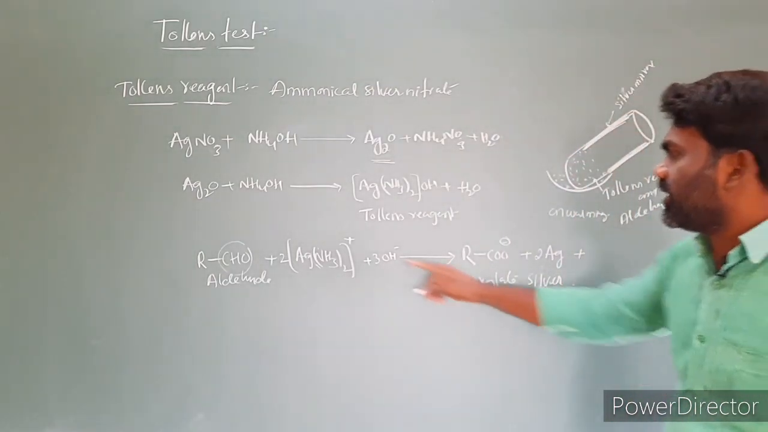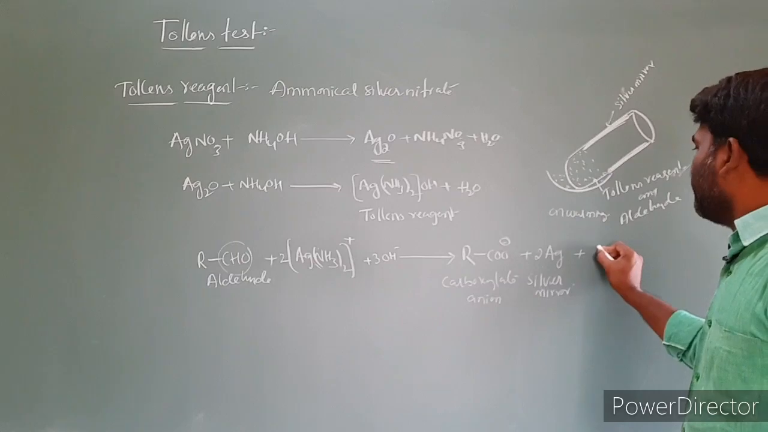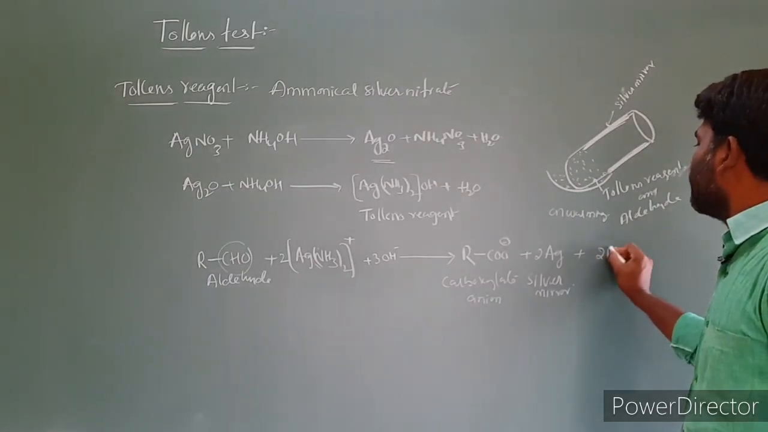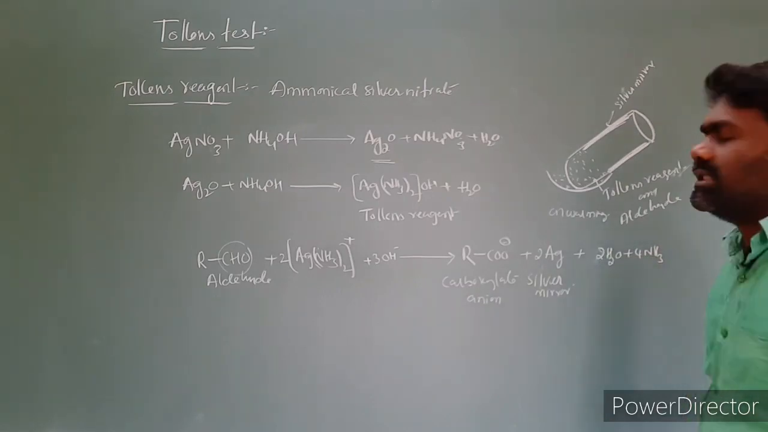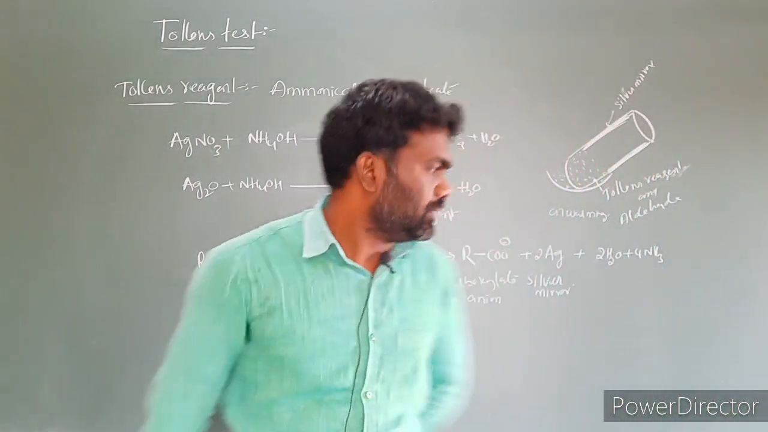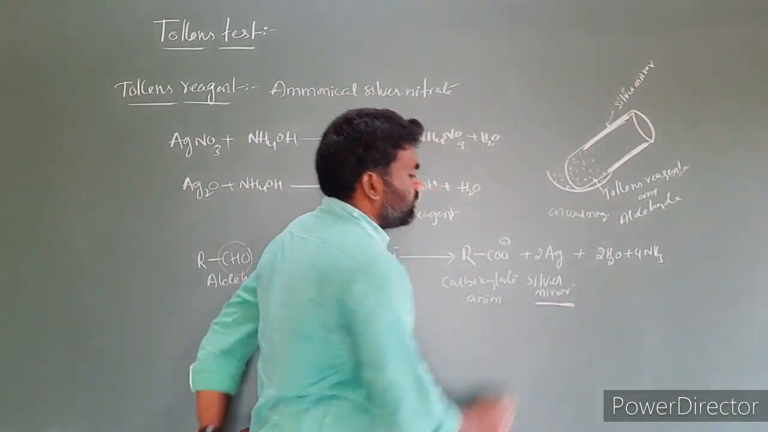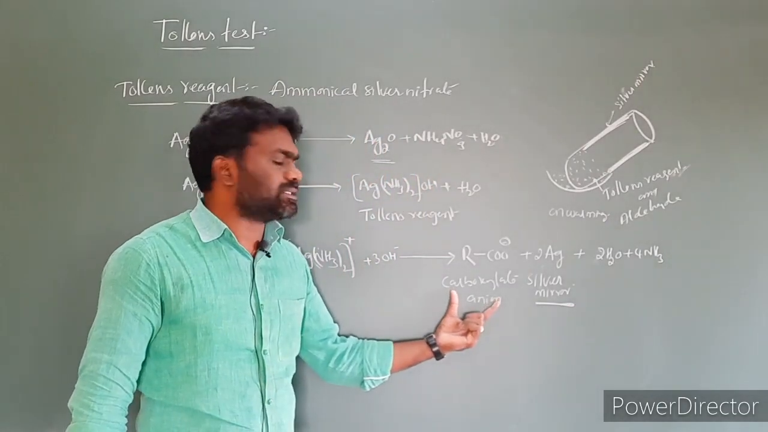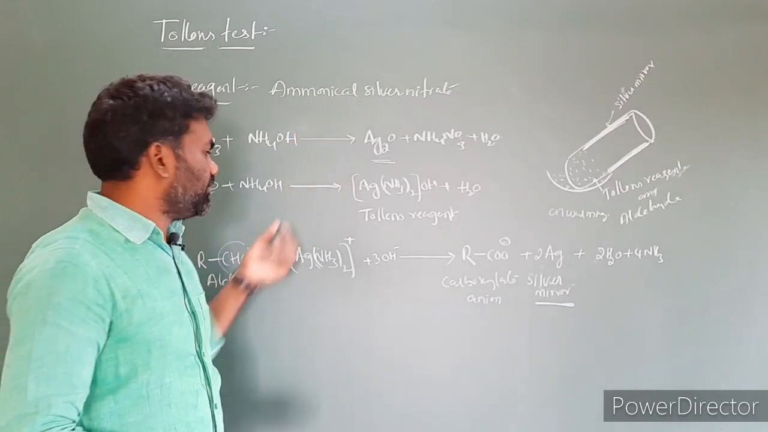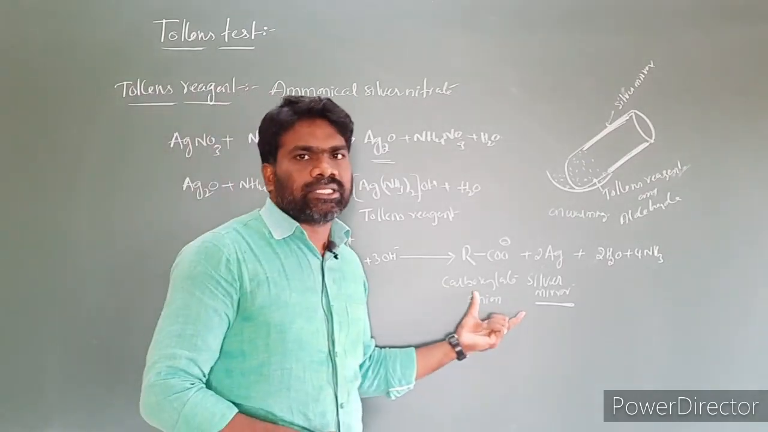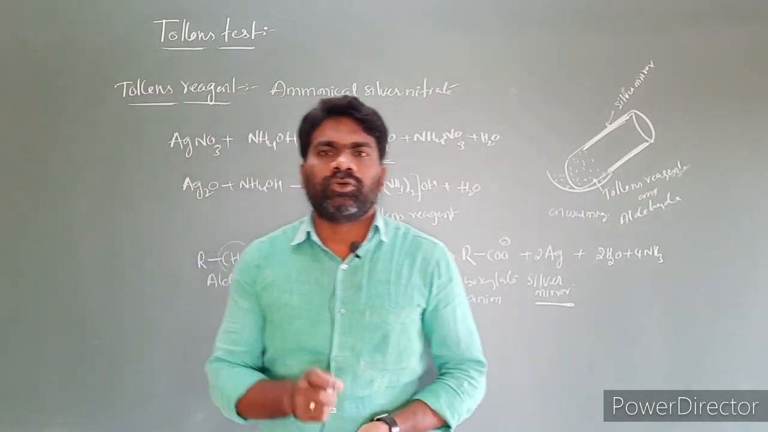In addition to this, we have ammonia. We get 2H2O plus 4NH3. This is the product formed in this reaction. Here a silver mirror is formed, and one more product we are getting is a carboxylate anion. So a mild oxidizing agent like Tollens reagent converts aldehydes into carboxylate anion. This is the Tollens test.